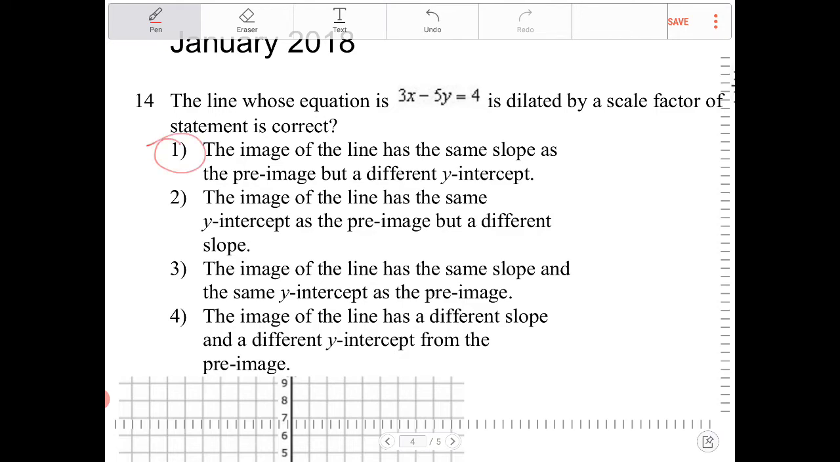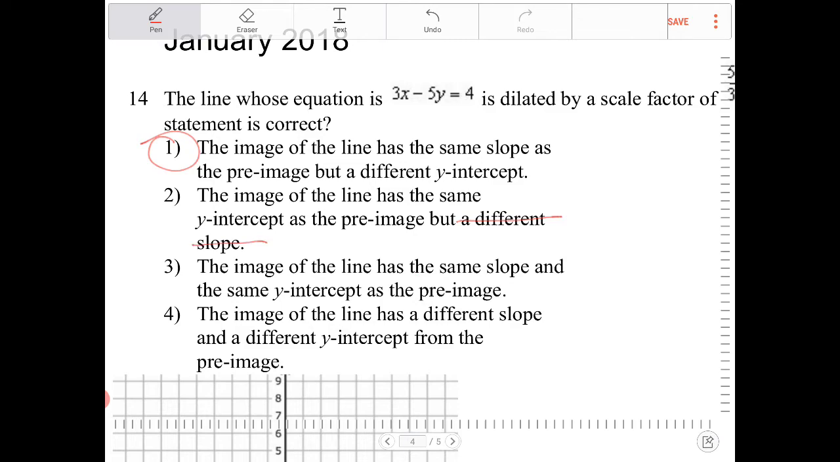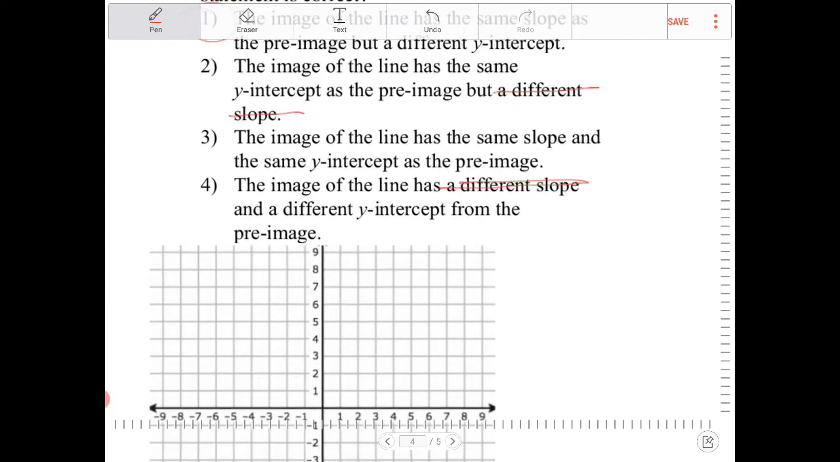The image of the line has the same y-intercept as the pre-image, but a different slope. This is never true. It will always have the same slope. The image of the line has the same slope and the same y-intercept. That's not necessarily true. If the point of dilation is on the line itself, then that would be true. But in this case, it's not, because the center of dilation is the origin, and the line does not pass through the origin. Option 4 says the image of the line has a different slope and a different y-intercept. That's not true, because it never has a different slope.